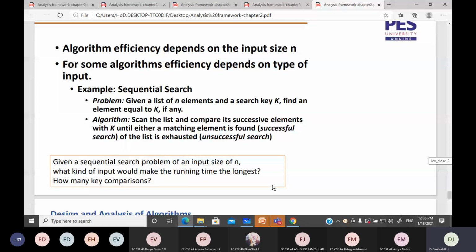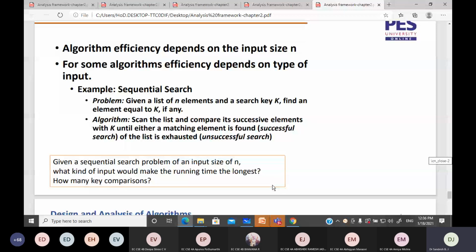So when you do algorithm efficiency analysis, you also need to analyze the best case input, the worst case input, and on average how much time the algorithm is going to take if you give it different types of input. Let us discuss this with the example of sequential search. We will do the analysis for the best case input and worst case input, and later we will also see how to find the average case analysis for the given problem.